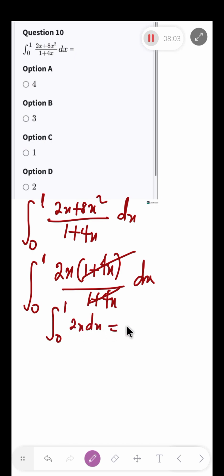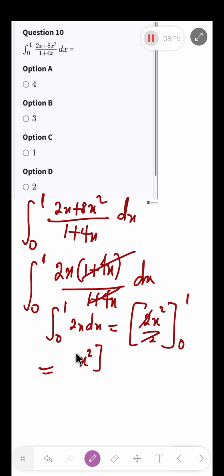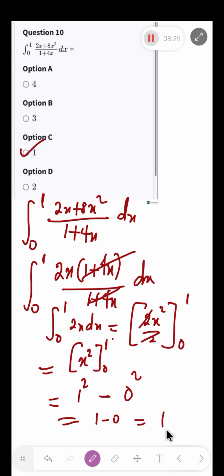If I integrate 2x, that's 2x squared over 2. Remember that I have to put the lower limit and the upper limit. Now that means 2 cancels 2, I have x squared between the lower and the upper limit. Substitute when x is 1, I have 1 squared, minus substitute when x is 0, I have 0 squared. So that's 1 minus 0. The result is what? 1. Option C is correct in that case.